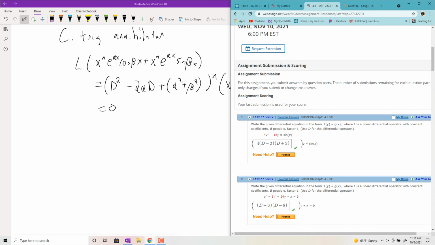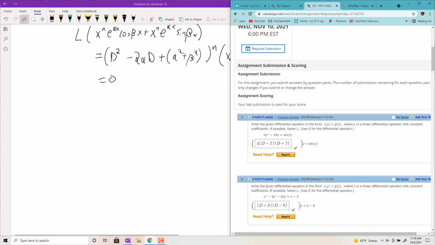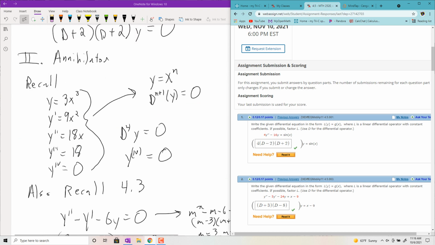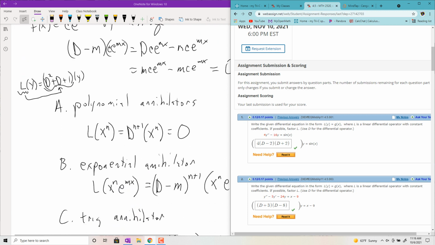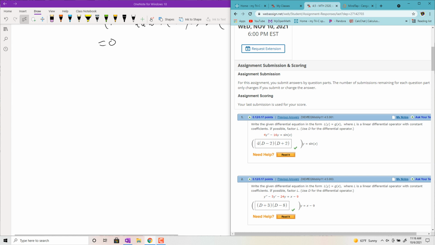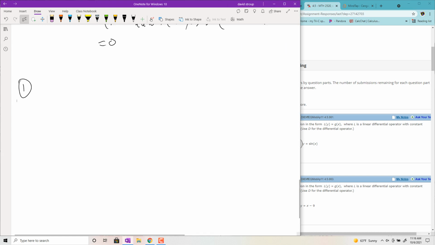Okay, so write the given differential equation in the form L of y equals g of x, where L is the linear differential operator with constant coefficients, possible factor L. Okay, so this first problem is basically what I was doing in my first section, factoring operators. So problem 1, let's take a look-see.